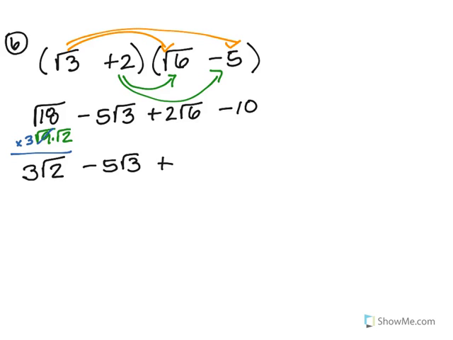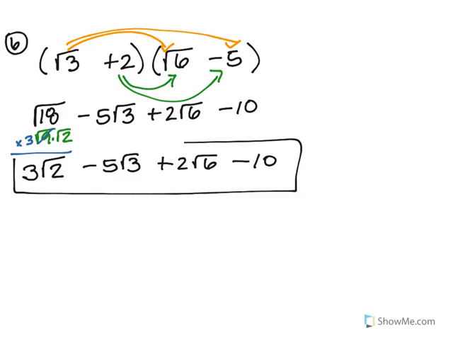Now, let me ask you this. Can you combine anybody? Do you have any of the same stuff? No. None of them have the same radical. Okay? So that's your answer. So don't try to combine stuff. You can't combine anything, because all of them have something different. You've got a whole number, a radical 6, a radical 3, and a radical 2. They're all different. Does that make sense? Okay.